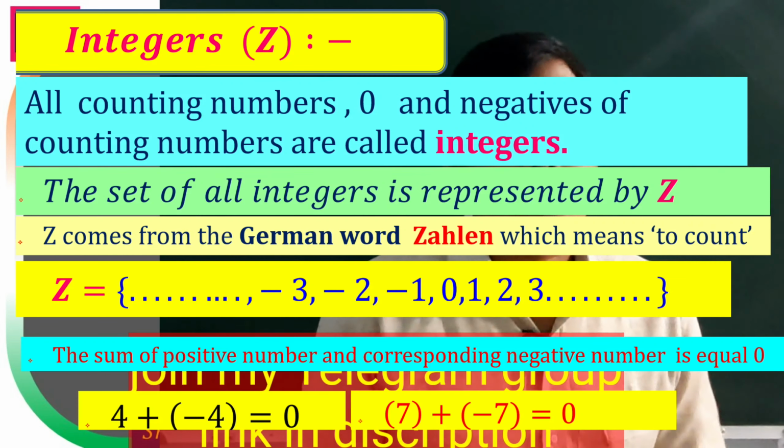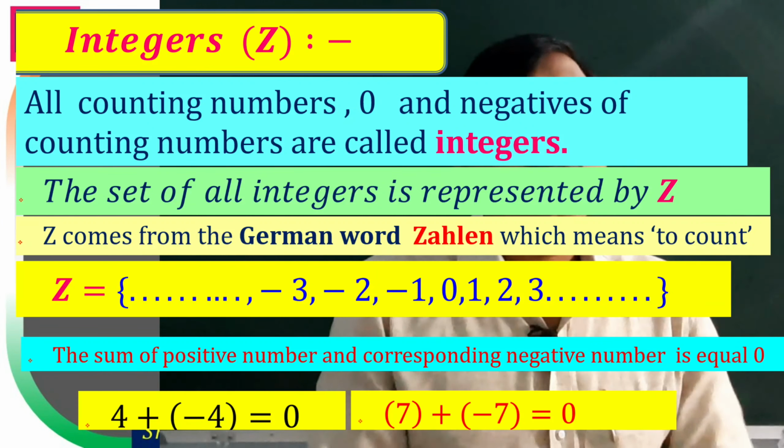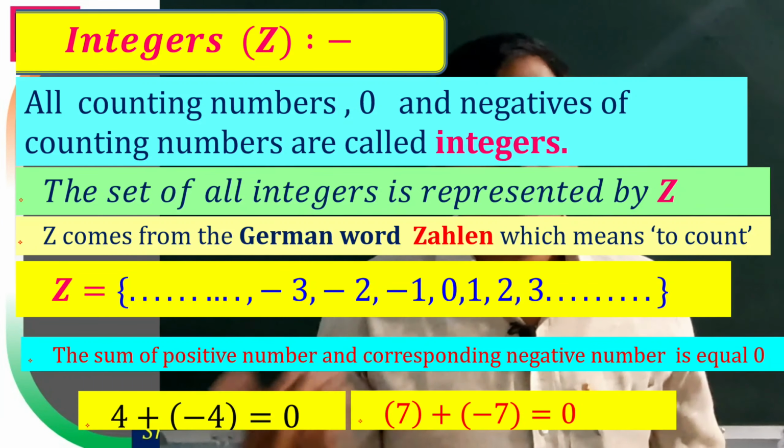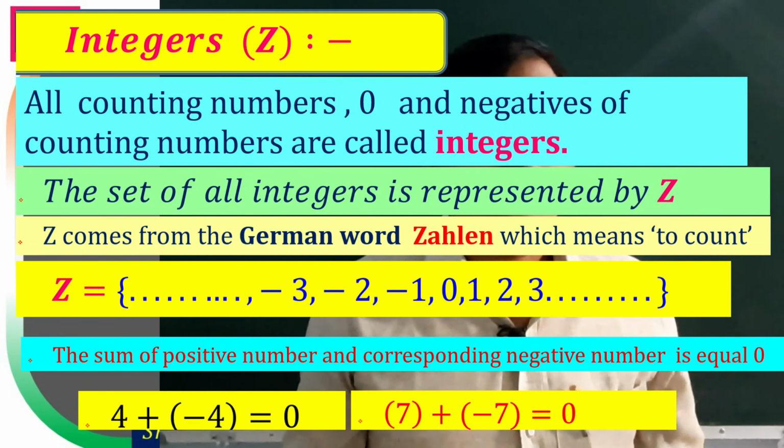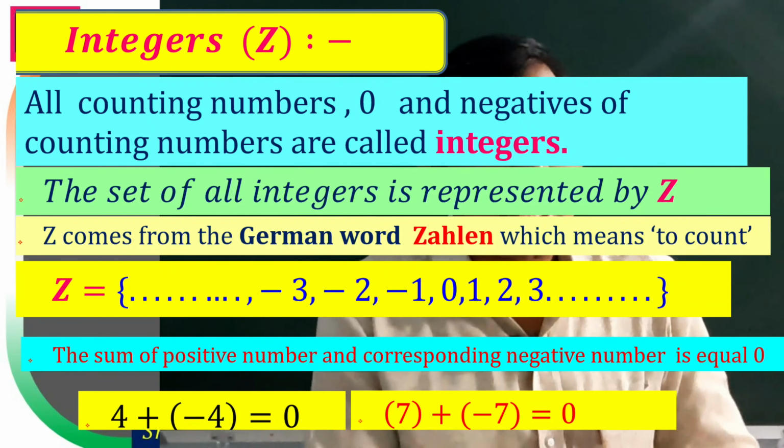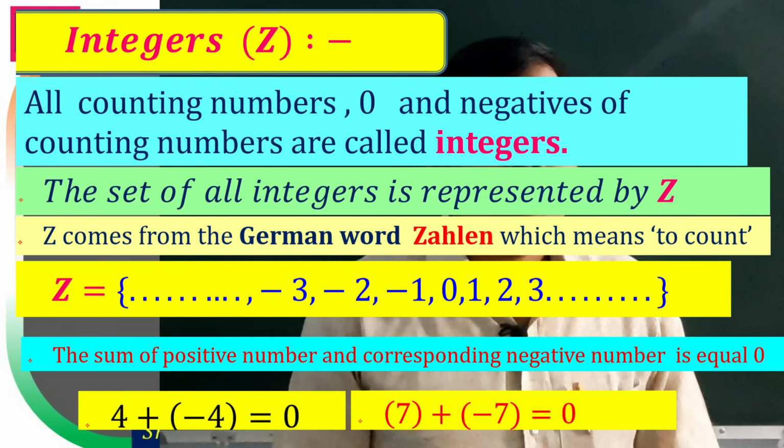These are the integers. So 0 is in the middle, the right side has positive numbers, and the left side has negative numbers. So Z is equal to, observe the set of integers.